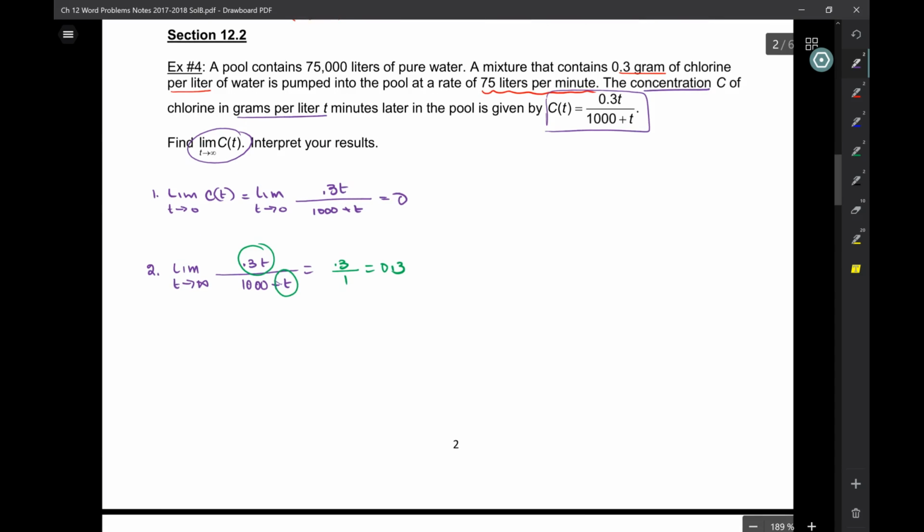What does all that mean? What's going to be the unit? This is the limit of C of t. What are the units here? So it's going to be 0.3. What is it? Grams per liter. This is the concentration, so it's grams per liter. Okay, now take a look at this question. Now it says interpret your results. So tell me what this means.